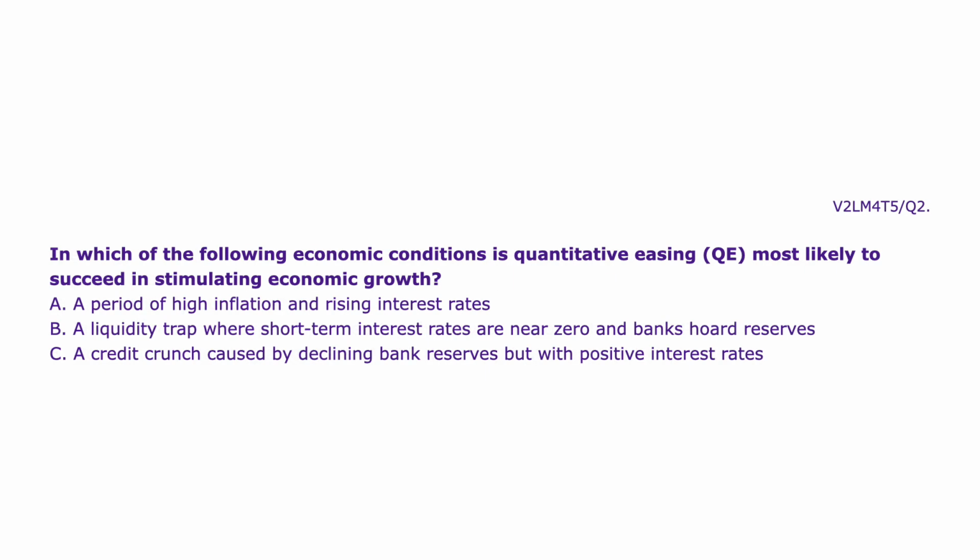In which of the following economic conditions is quantitative easing, QE, most likely to succeed in stimulating economic growth? A. Period of high inflation and rising interest rates. B. A liquidity trap where short-term interest rates are near zero and banks hoard reserves. C. A credit crunch caused by declining bank reserves but with positive interest rates.